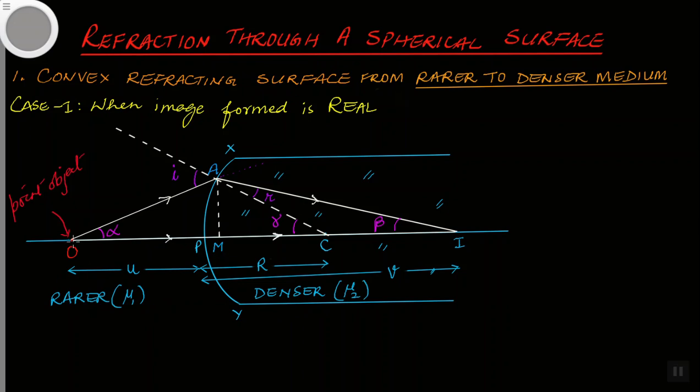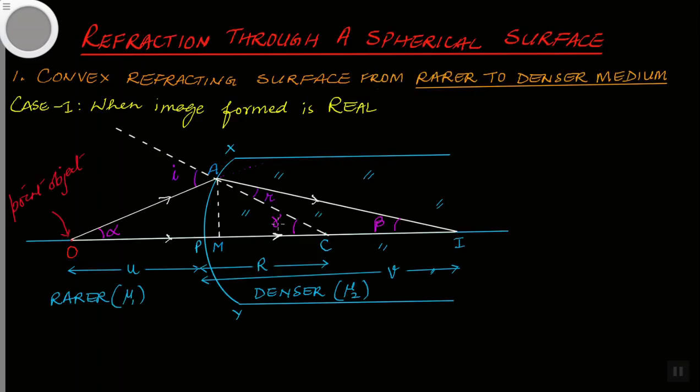It is placed in a rarer medium having refractive index μ1. O is a point object. Rays of light from the point object, after refraction through the surface, form a real image at I. Is this a real or a virtual image? This is a real image at I. So that is the first thing that you have to do.